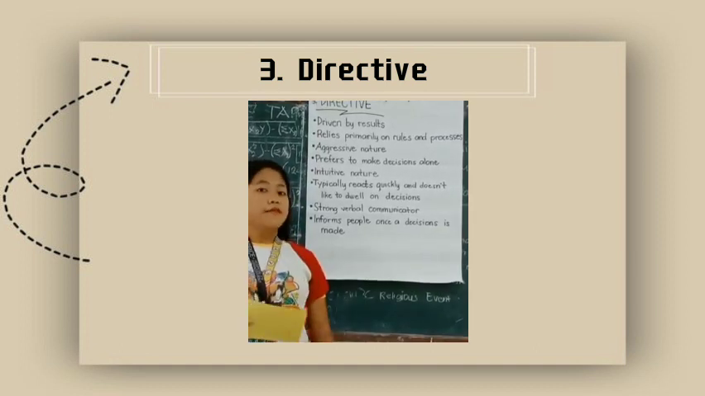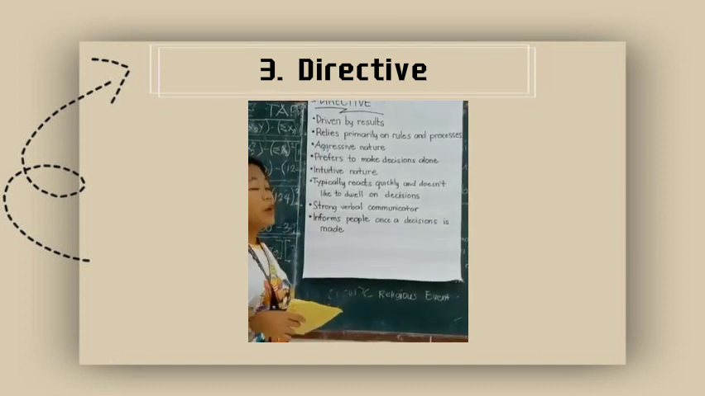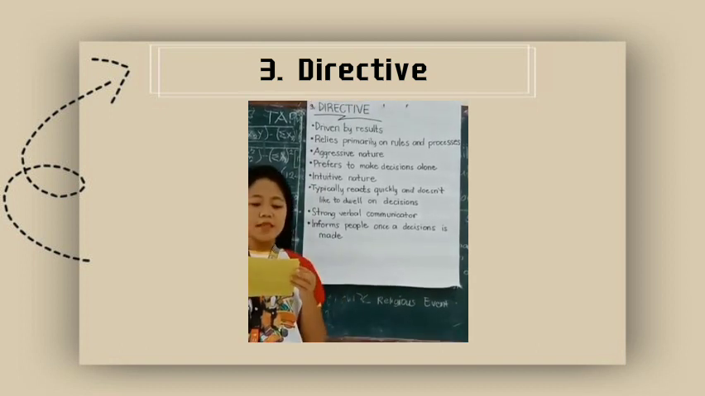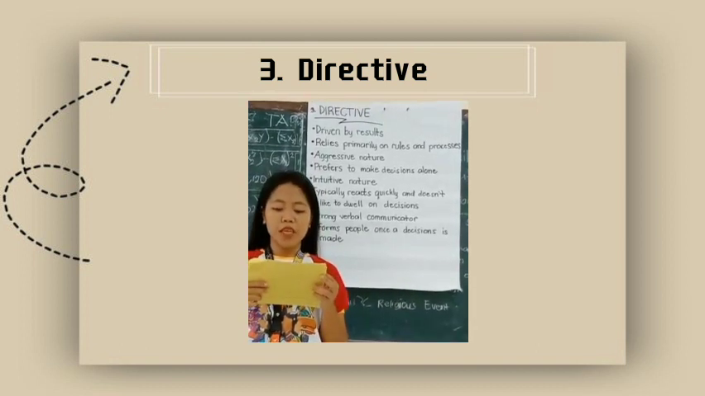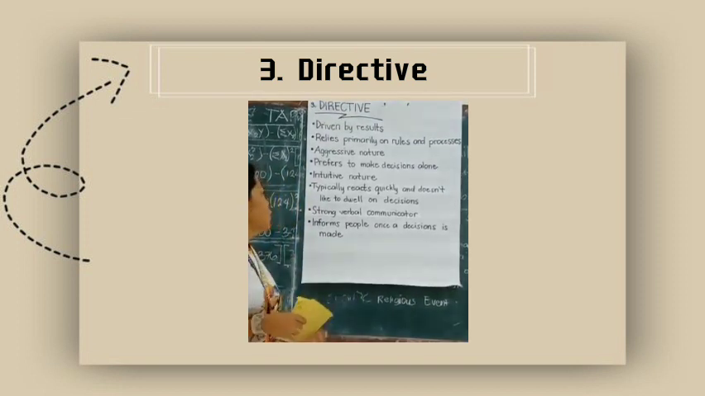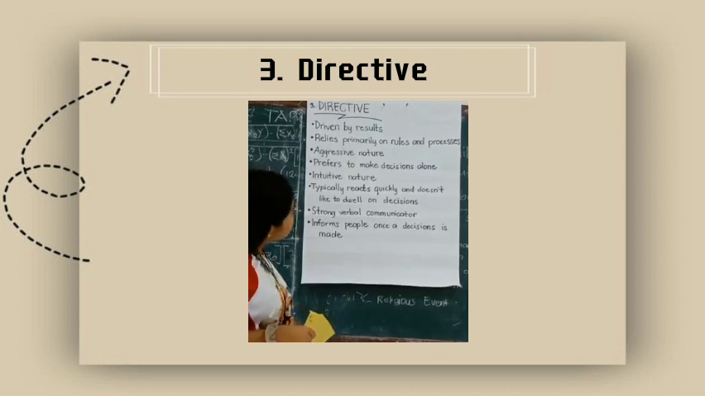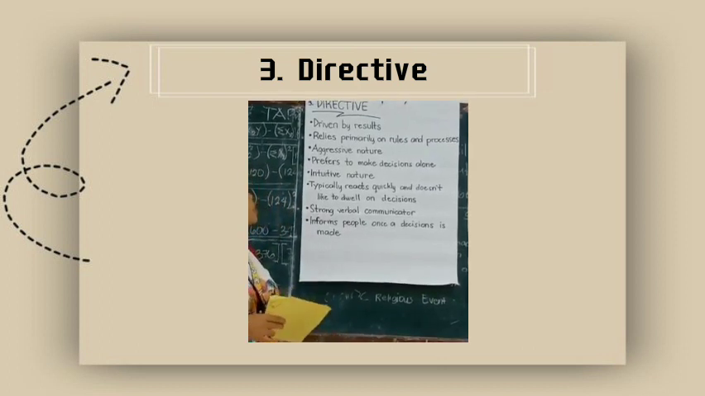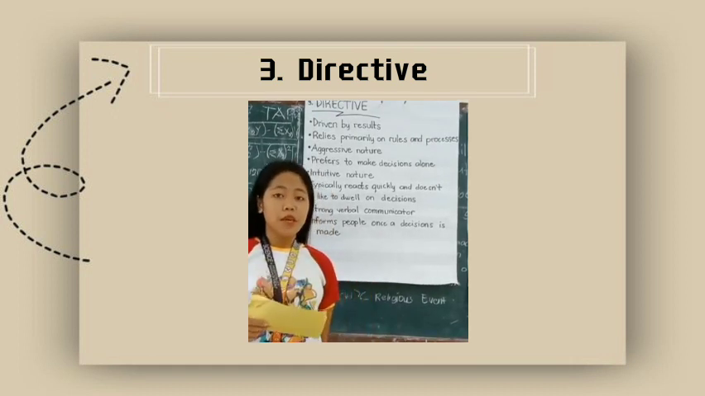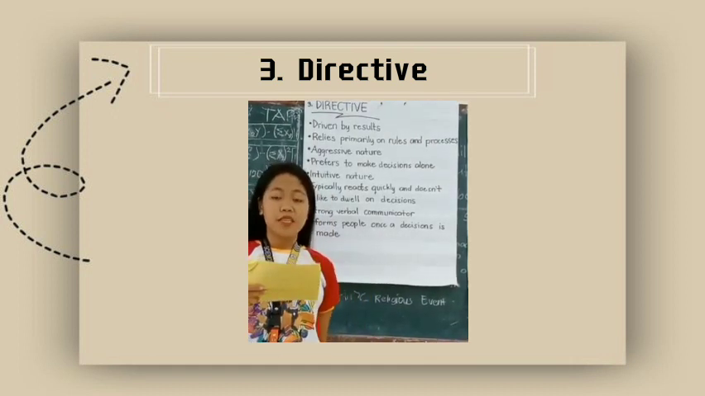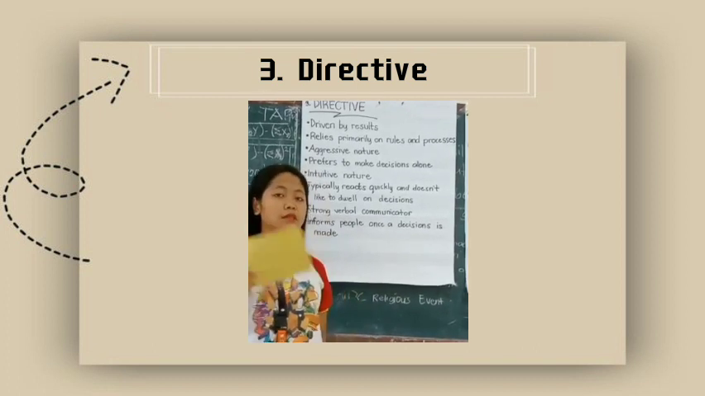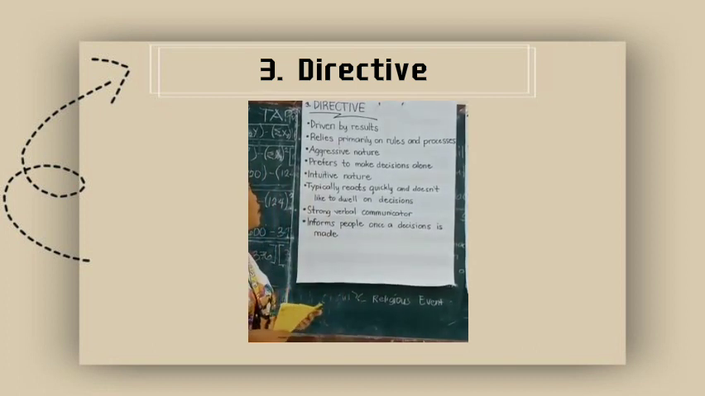Three is directed, driven by results. It is motivated by success and passionate about working and achieving higher results. Relies primarily on rules and processes. Examples: government agencies, police departments, health institutions, and many others.